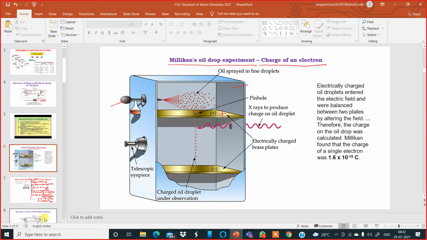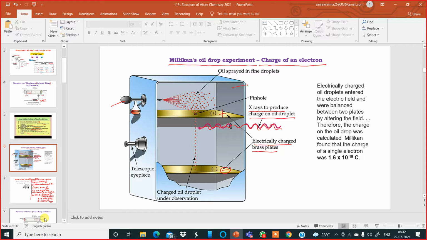Now there is one more plate at the bottom of this chamber which is connected to the negative terminal of the battery. So there is an electric field over here. The electrically charged plates are made of brass. Now, to produce charge on the oil droplets, X-rays were allowed to pass from the other end, and they entered the chamber and hit the oil droplets to produce a charge.